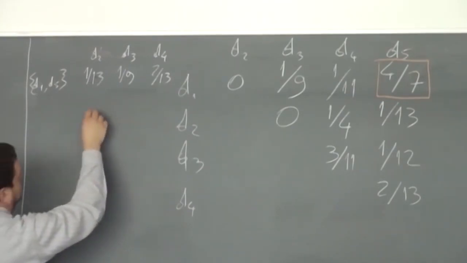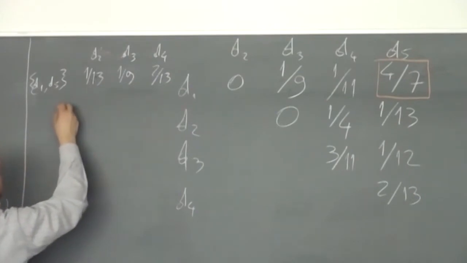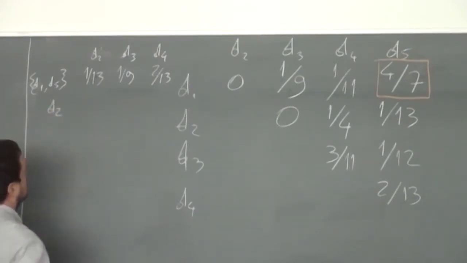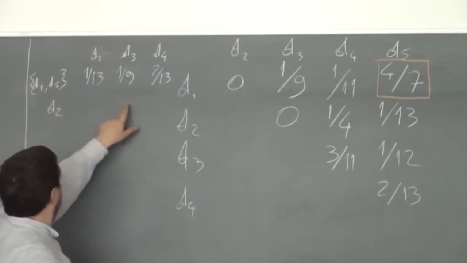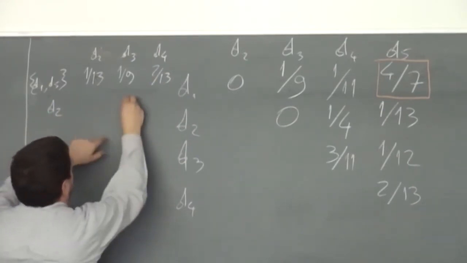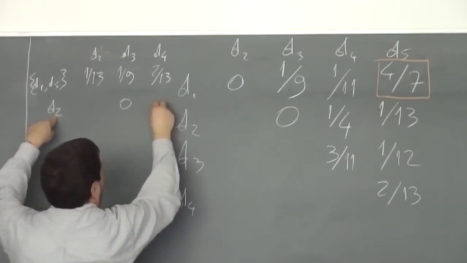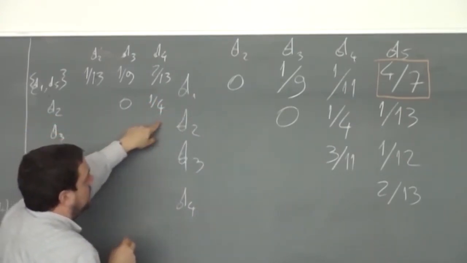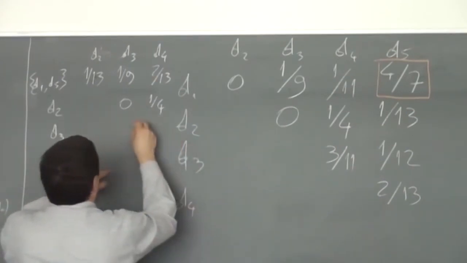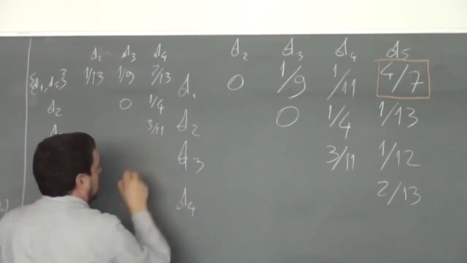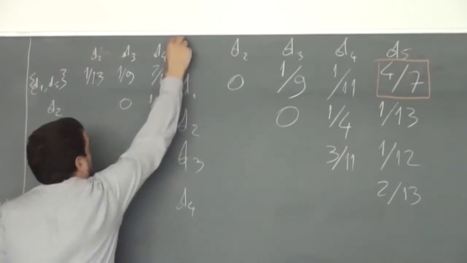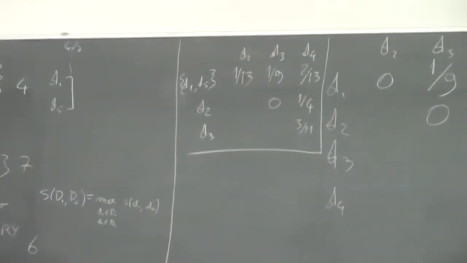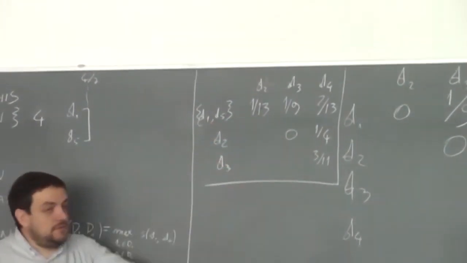And let's just rewrite the remaining part. So we need to copy down the similarity between D2 and D3, which is 0. D2 and D4 is 1/4. And then D3, D4 is 3 over 11. Okay, this is the new table after merging D1 and D5.